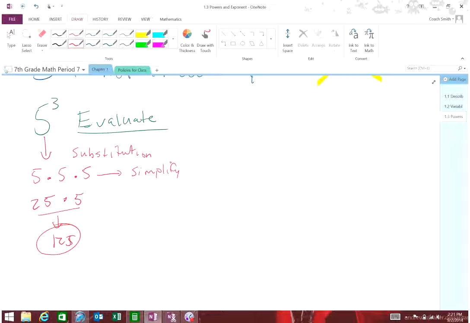All right, now 4 to the 5th power. They want us to evaluate 4 to the 5th power. 4 to the 5th power means 4 times 4 times 4 times 4 times 4. So I took 4 and multiplied it by itself 5 times. 4 times 4 is 16, times 4 times 4 times 4. 16 times 4, 64. Times 4 times 4.